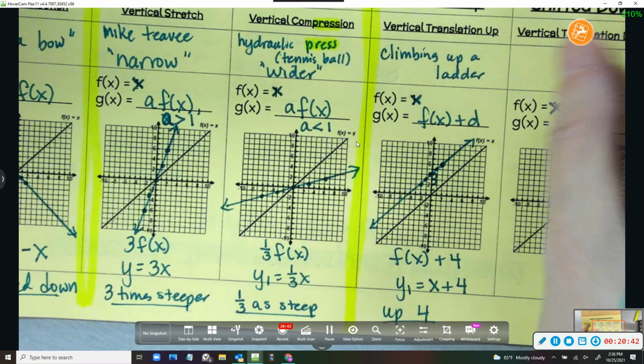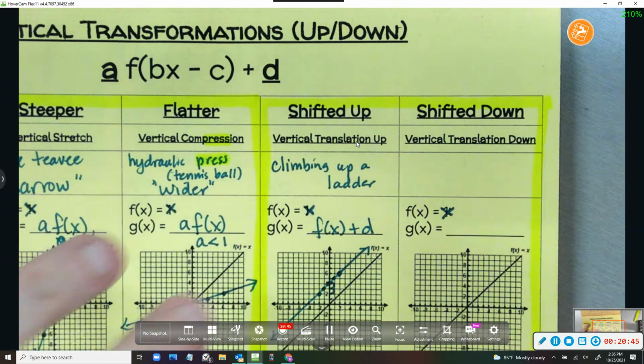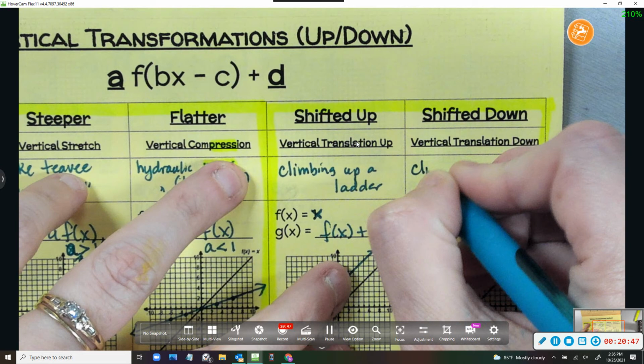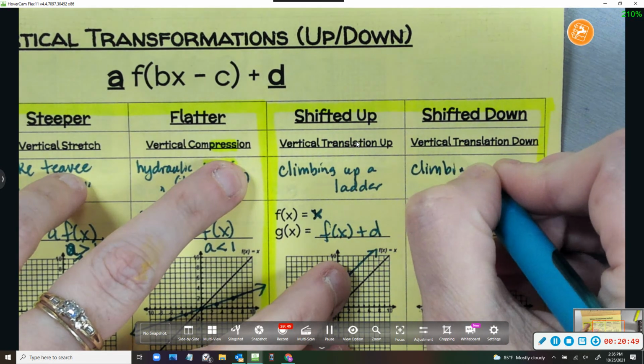So if shifting up is climbing up a ladder, then what is shifting down? Climbing down a ladder.